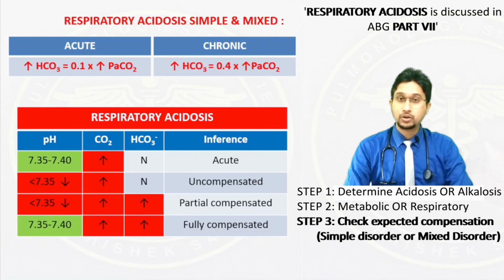So this is the importance of you applying the expected compensation for every ABG in case even both the variables are either elevated or decreased.